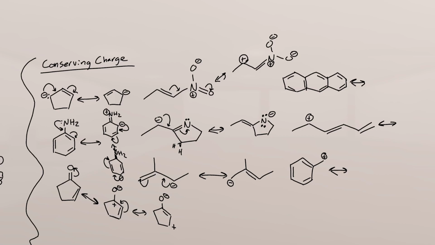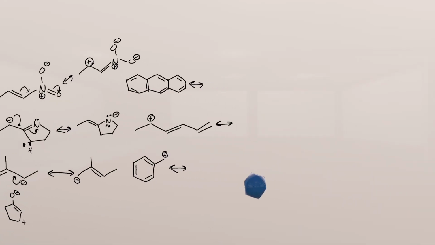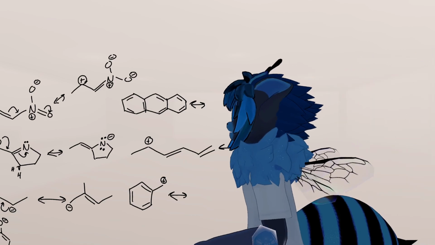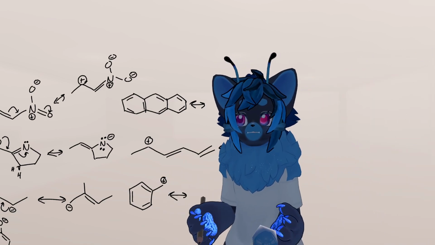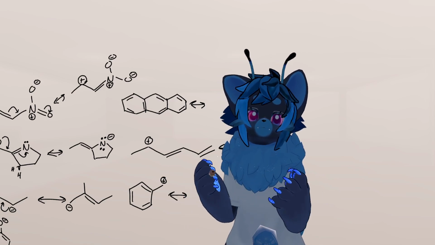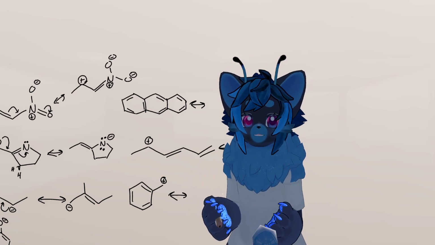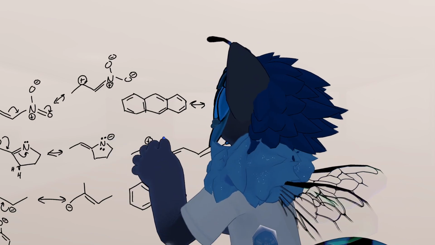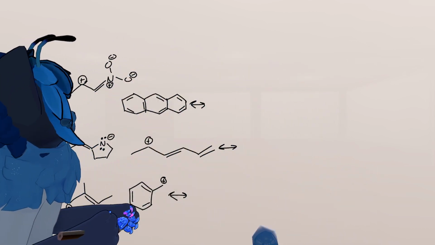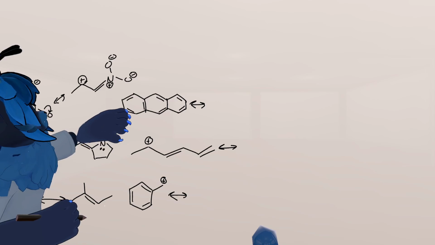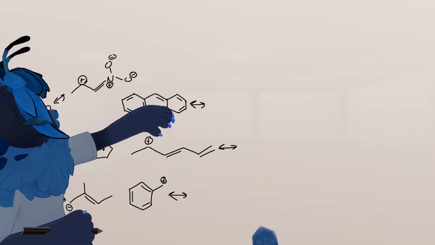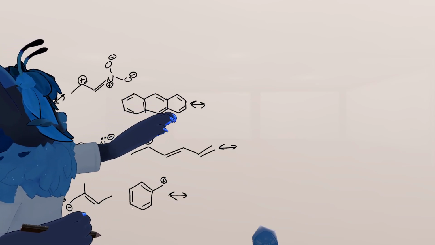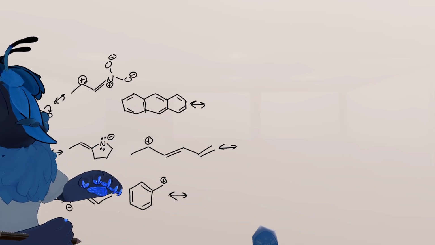So some other examples that we have over here are molecules with tons of resonance. The double bonds can jump all over the place in this molecule. So let's talk about anthracene for a second. This system is fully conjugated. All of the pi orbitals overlap, so all the double bonds can move to each other.